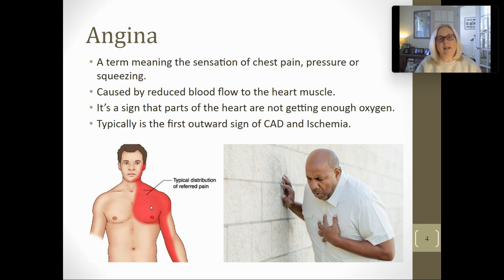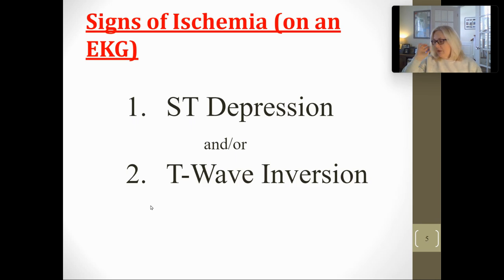Okay, all right, let's keep going. All right, so write this on your paper. Number 4, signs of ischemia on an EKG, very, very specific: ST depression and/or T wave inversion. So you might see depression in some of the leads, and you might have T wave inversion in others. They mean the same thing.